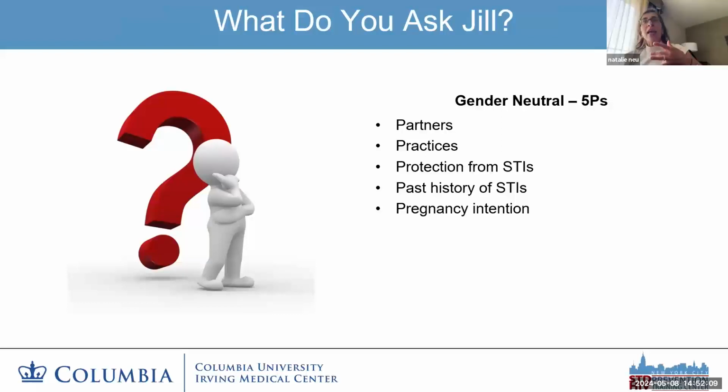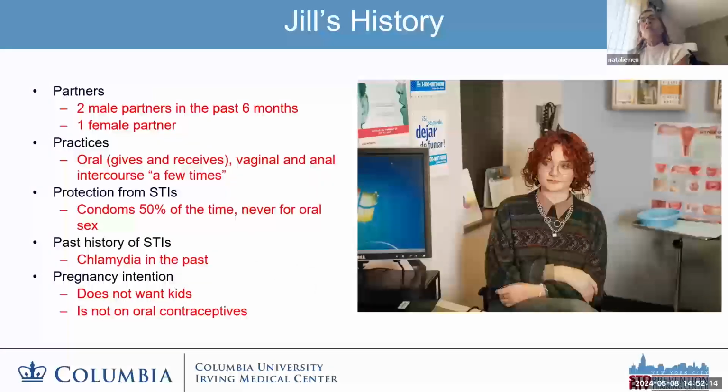Again, we have it down. We're going to ask the 5 Ps. Partners, practices, protection. So she has 2 partners in the last 6 months. Those were males. She also has a female partner. She practices oral sex, giving and receiving, and vaginal and anal sex a couple of times. She uses condoms about 50% of the time, but never for oral sex. "Ew, why would I do that?" A room for education there. She's had chlamydia in the past, and she doesn't want kids right now. Next slide.